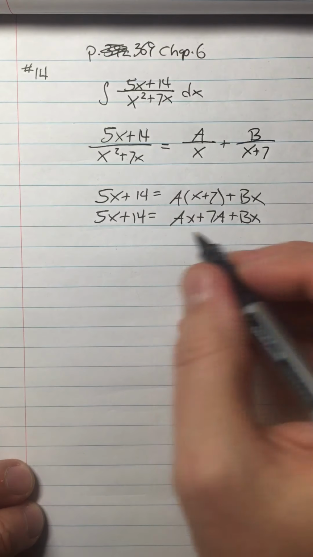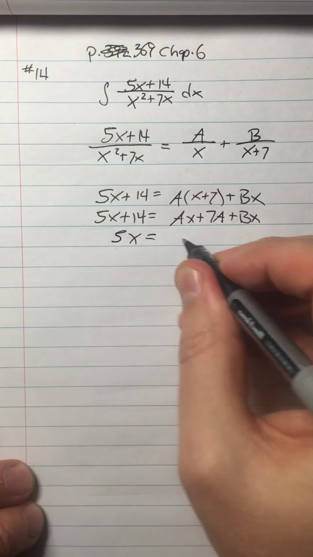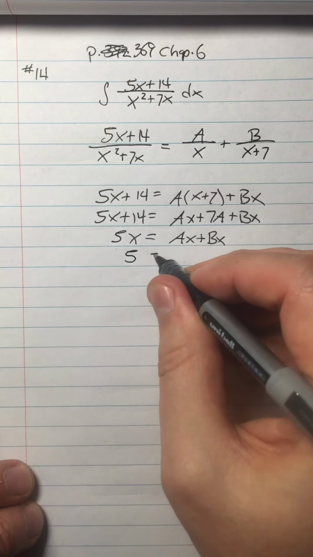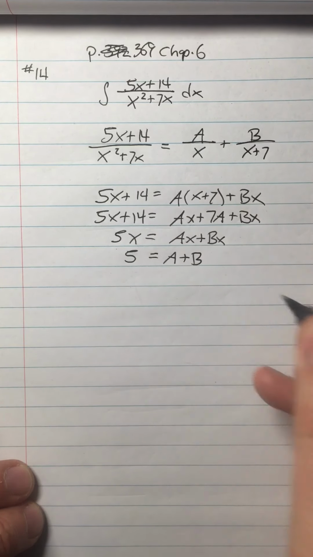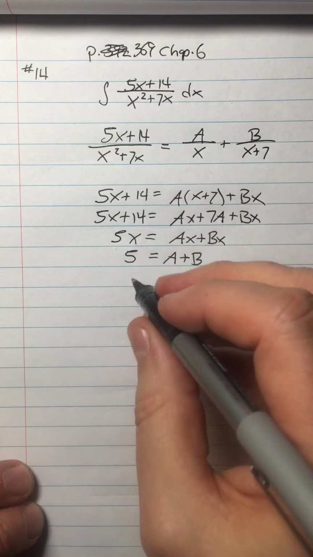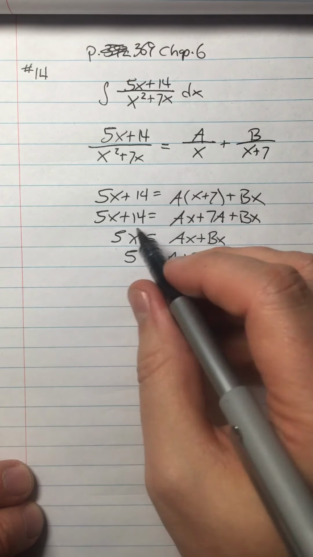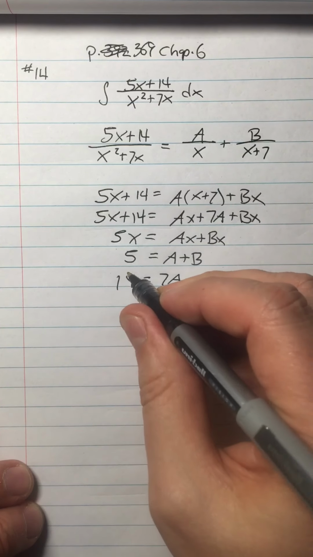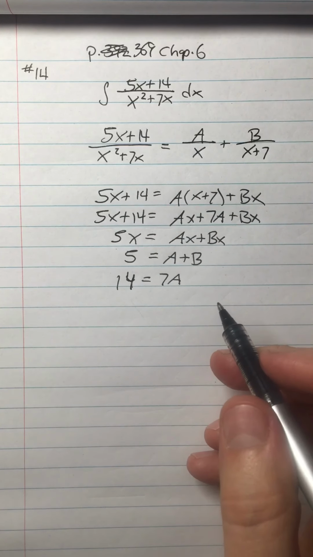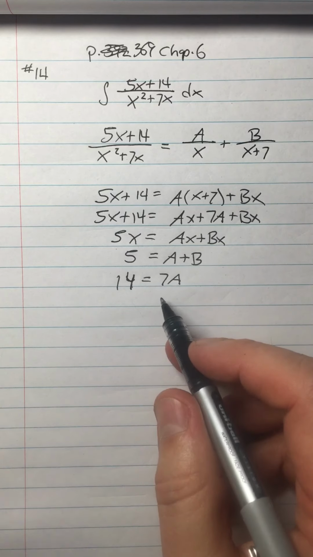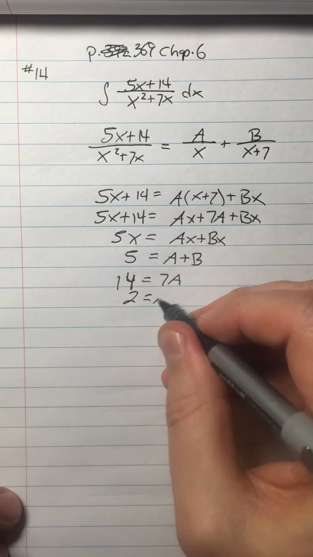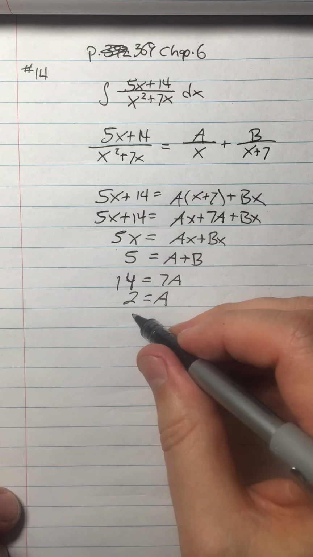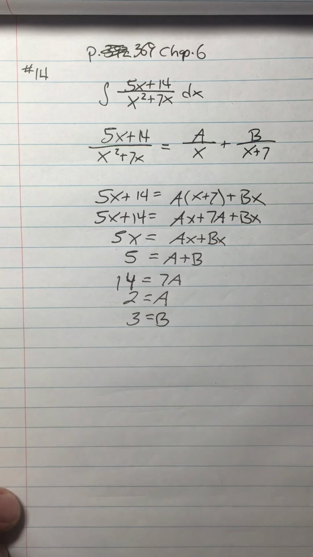We're going to equate all the x parts. So we're going to say 5x equals ax plus bx. We're going to divide the x out and say 5 equals a plus b. By the way, there are other ways to do this, but this is pretty good. Then I'm going to equate the constant parts. 14 equals 7a. And so now it's nice and easy. I still have two equations and two variables, but one of them's super easy. So I just have 2 equals a, and then I can just look at this and clearly see that 3 equals b. All right, so now I got my a and my b.